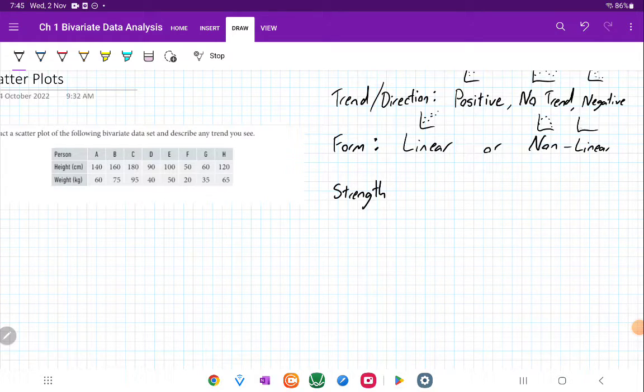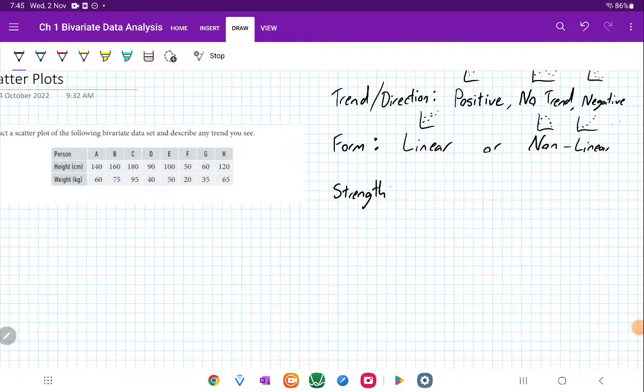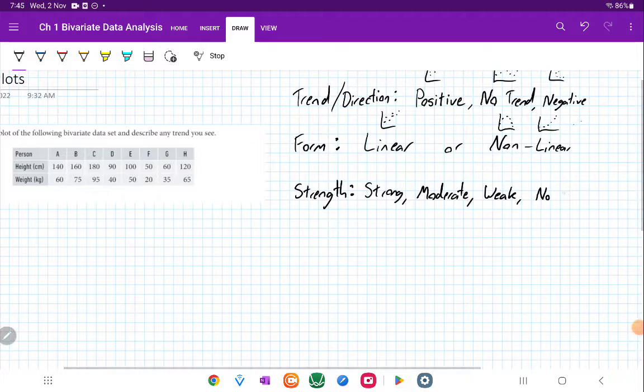It could be an exponential, or it could even be something with the waves, something like that. Okay? So there's lots of different types of non-linear graphs. But for linear, we're looking for something that's a straight line. And for strength, we have a few different descriptors. There's strong, moderate, weak, or no association or no correlation.